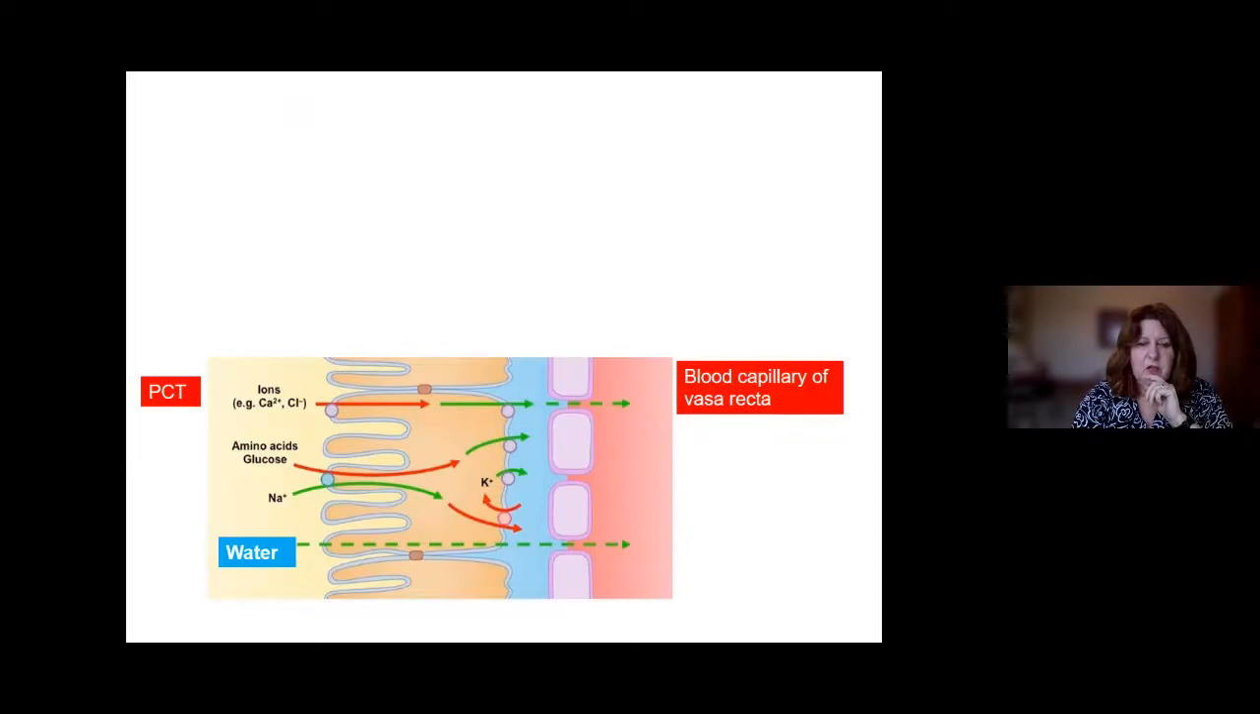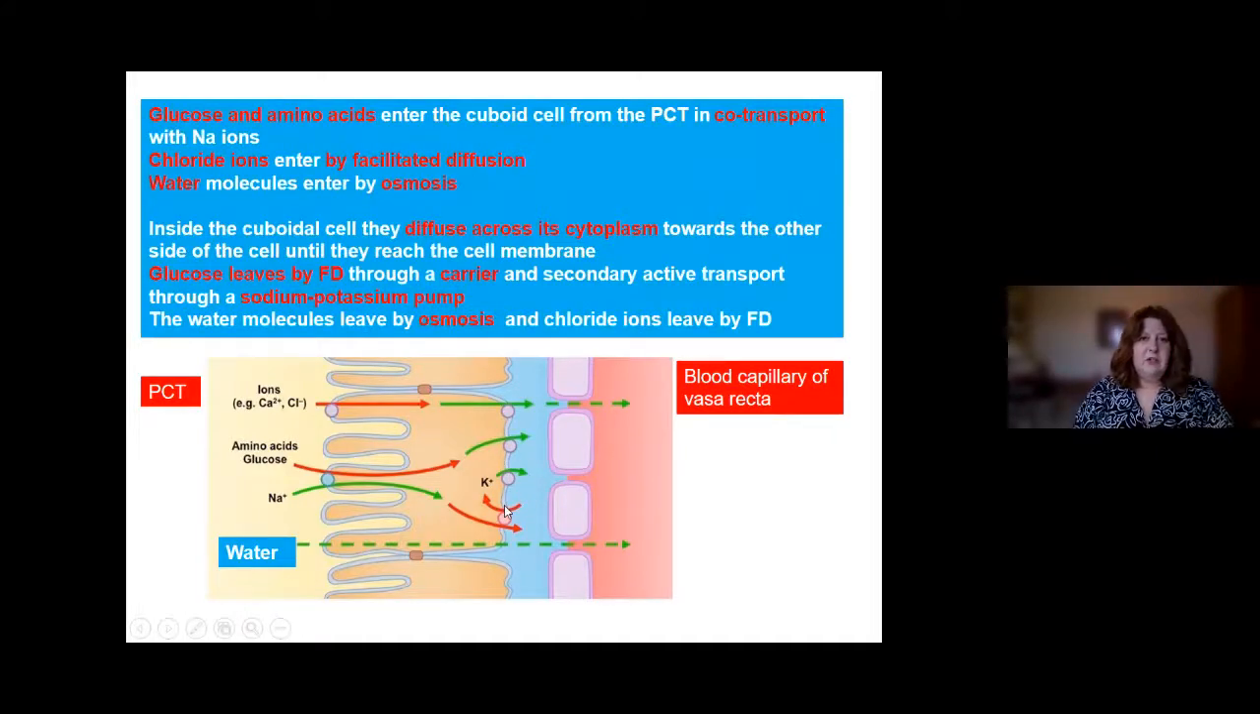So what we've got here are the amino acid and glucose in the proximal convoluted tubule, and obviously we want to selectively reabsorb these. So they are moving first of all by co-transport into this cuboidal epithelial cell, and then they can move out of that cell towards the vasa recta, the blood, into the blood plasma, either by facilitated diffusion through a channel or secondary active transport using a sodium-potassium pump. So there's a lot of information there.